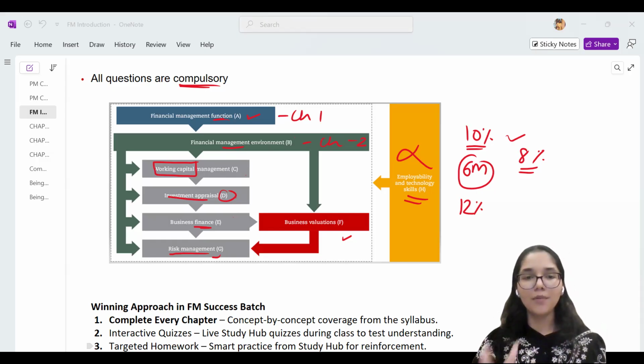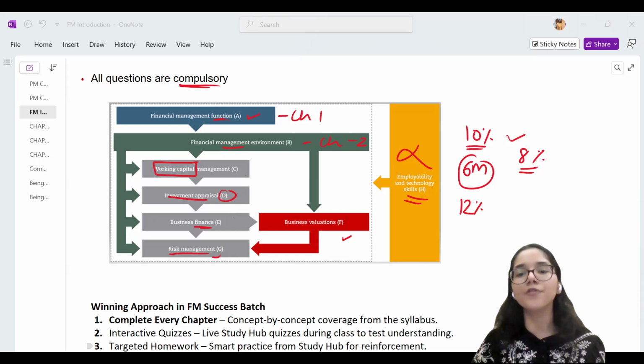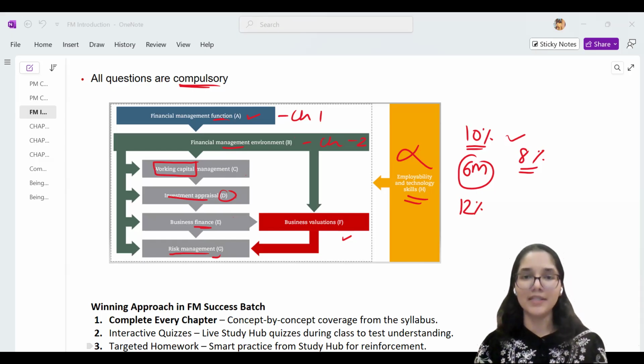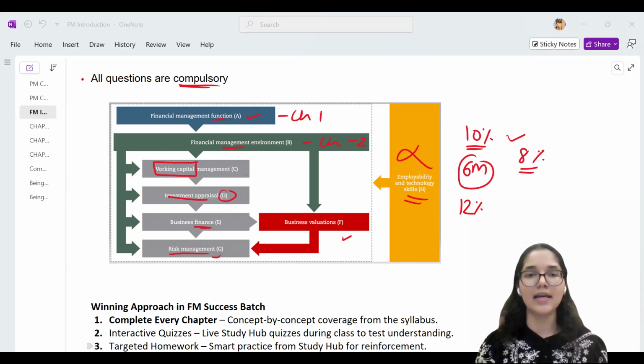Even if what I've told you about the syllabus does not make 100% sense to you, it is totally okay. This is just to give you an overview that this is all what is there in store for you in the FM paper. And it's nothing difficult, no rocket science. Trust me, if you participate with me in the classes, if you listen to me actively, it's all going to be a piece of cake for you. Nothing difficult is there in the FM syllabus.